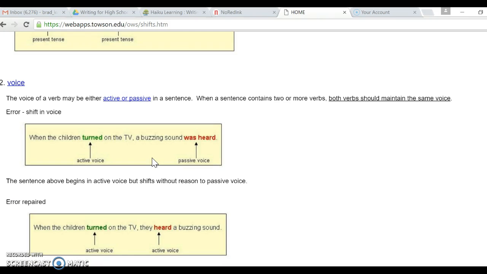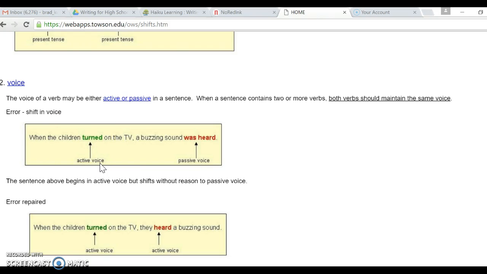Another thing is active or passive voice. Passive voice is not something that's grammatically incorrect. We've got "a buzzing sound was heard." It's passive because the person doing the verb, the hearing, it's not clear who heard; we'd have to go back to the children. So to make this all passive: "when the TV was turned on, a buzzing sound was heard." We don't know who heard it or who turned on the TV.